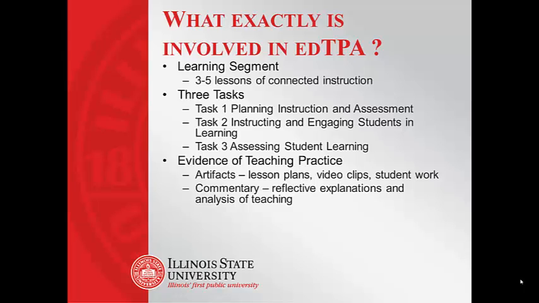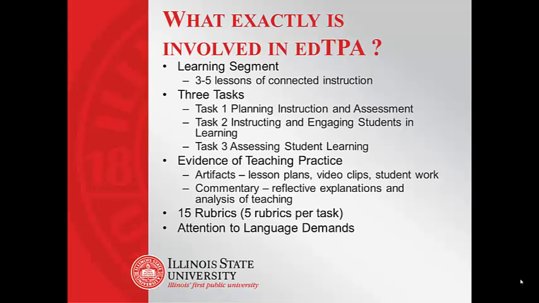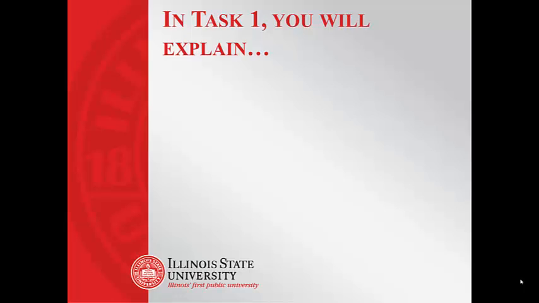Evidence of teaching practice. You will be asked to submit 2 different types of materials. Things we call artifacts, which are things you have created or generated in your classroom, things such as lesson plans, video clips, and student works. And then commentary, which is your explanation and how you write about your teaching. 15 rubrics. Each of the 3 tasks is analyzed by 5 rubrics for a total of 15. And then you will also be asked to talk about language demands, which will be explained further in your handbook.